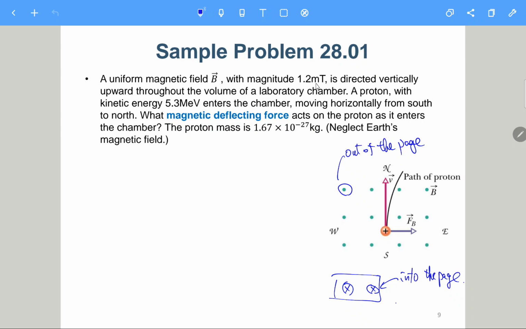It is directed vertically upward throughout the volume of the lab chamber. A proton with a kinetic energy of 5.3 MeV enters the chamber, moving horizontally from south to north. What magnetic deflecting force acts on the proton as it enters the chamber? The proton mass is given.